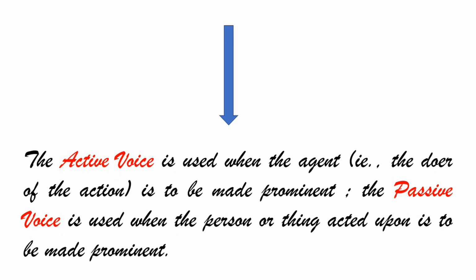The active voice is used when the agent, that is the doer of the action, is to be made prominent. The passive voice is used when the person or thing acted upon is to be made prominent. So the active voice is used when the doer of the action is important, and the passive voice is used when the receiver of the action is given importance.